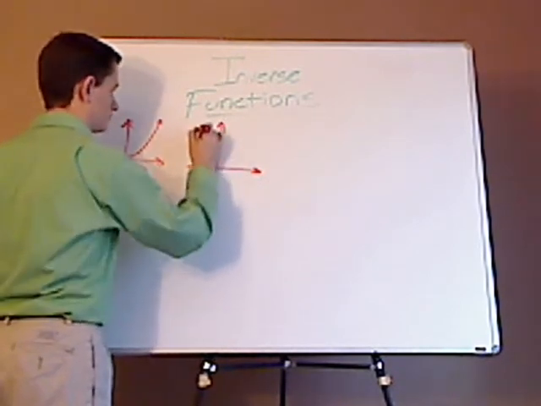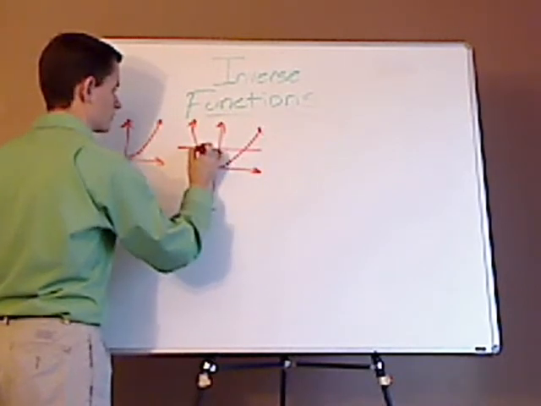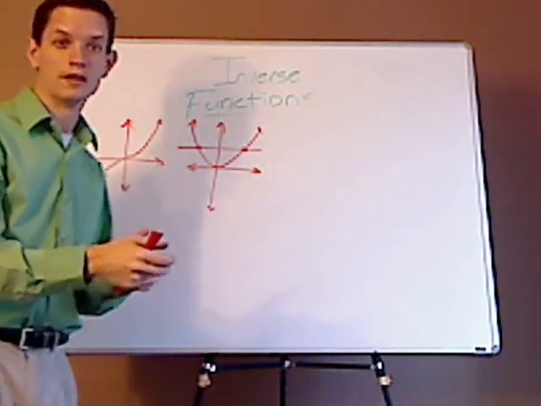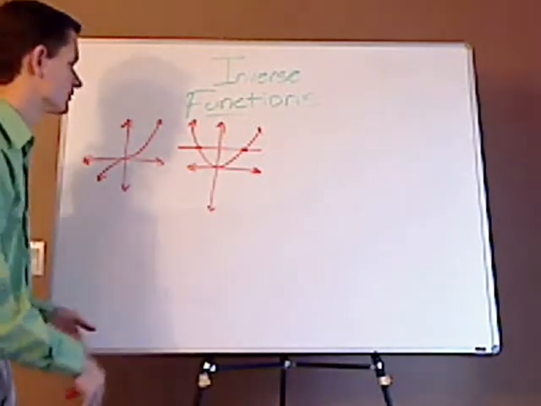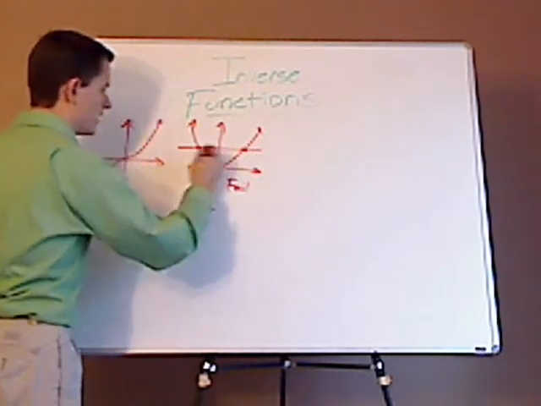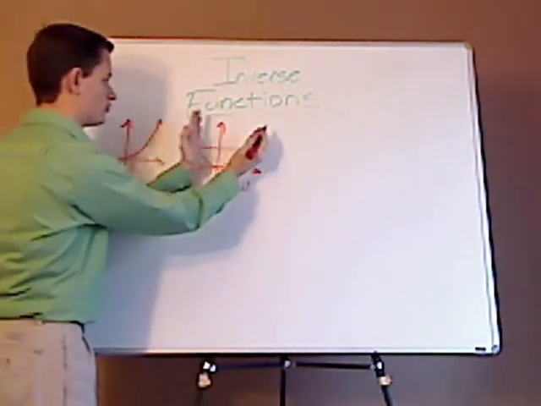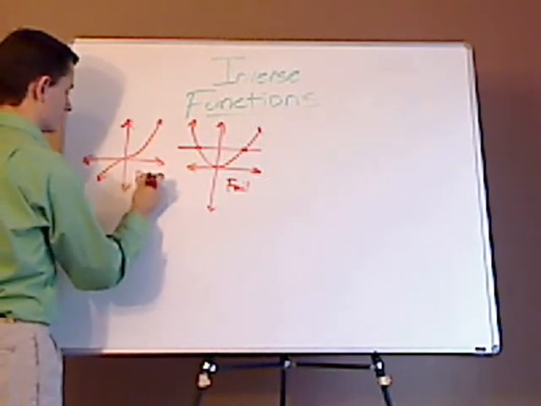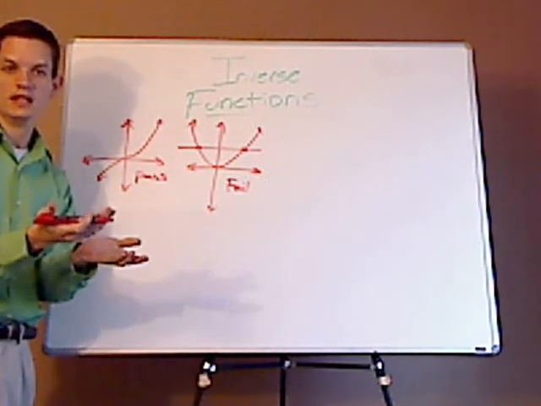If it's a parabola like that, it fails the horizontal line test because it intersects the horizontal line at more than one point, right? Those two places. So it intersects it more than once. So this fails. So this is not one-to-one. It's still a function. It's not going to have an inverse unless you restrict the domain. Here, it passes. So it will have an inverse function.